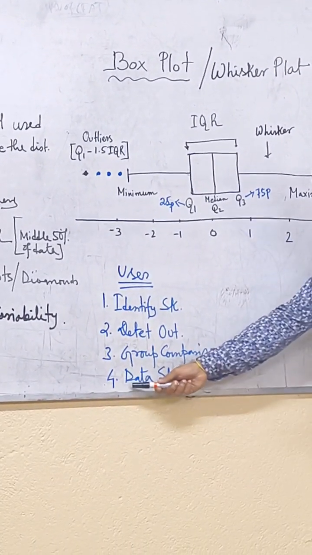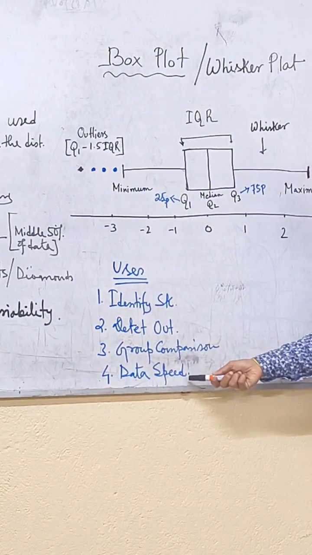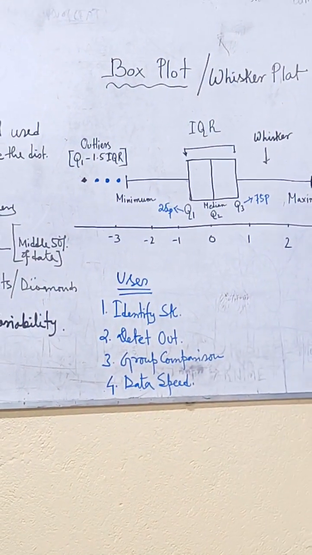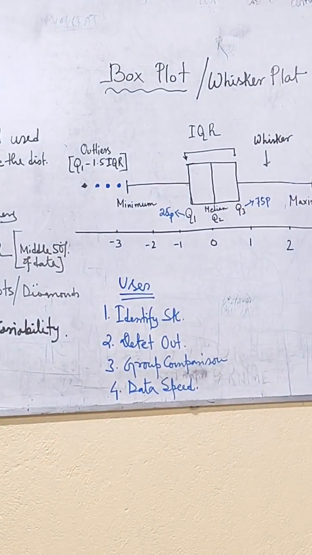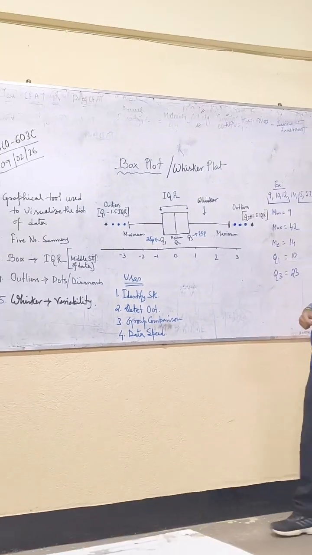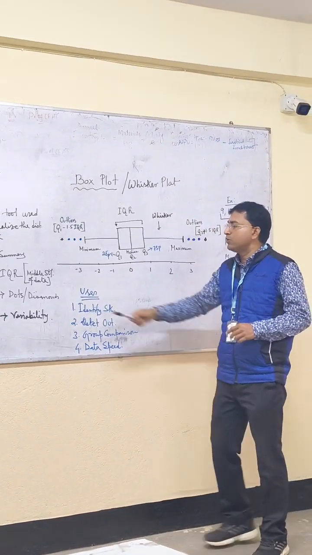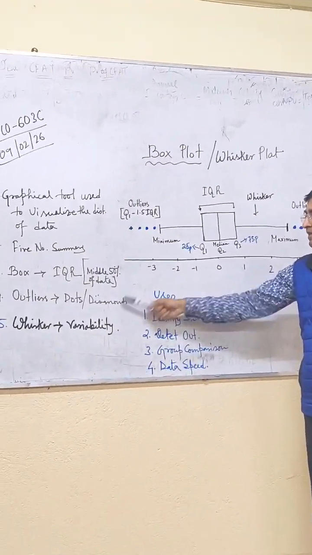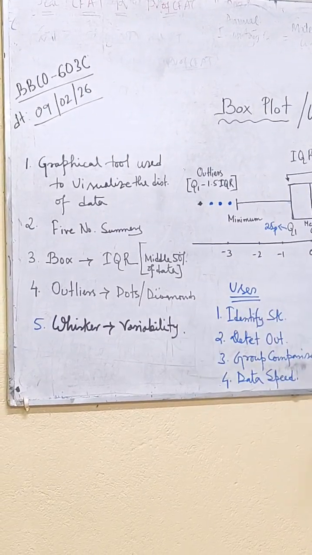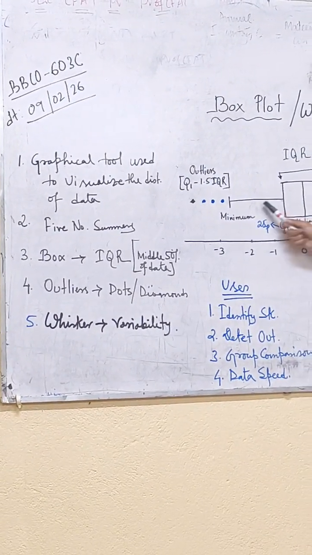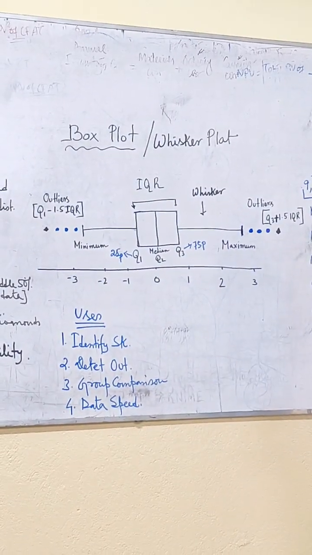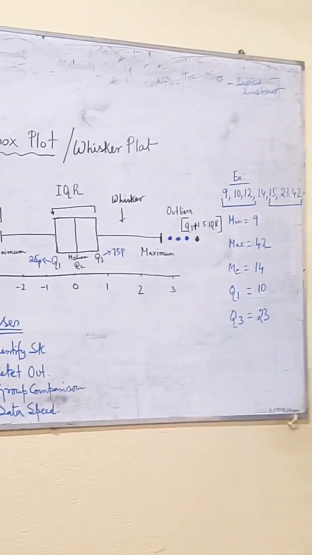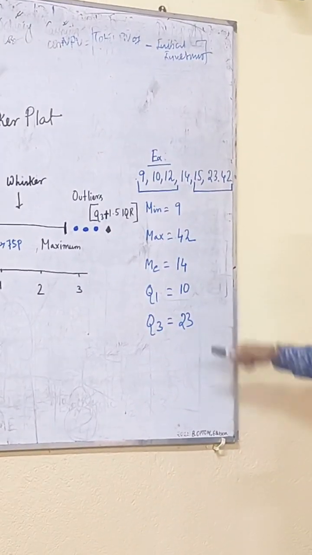We can find the data spread with the help of box plot, because the whisker shows the variability of data. Outliers may be represented with the help of dots or diamonds, and whiskers show the variability. This line represents the whisker. Mathematically, we can measure in that way.